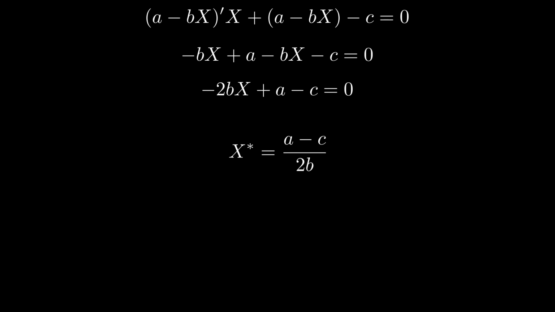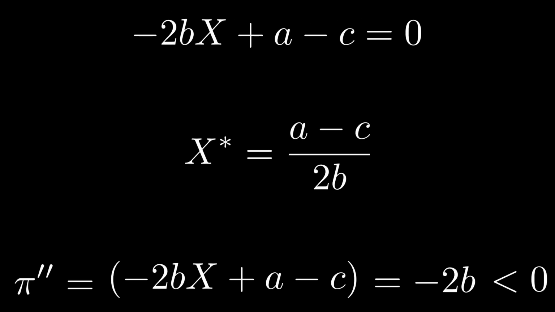Now we just have to make sure that this point is a profit maximum and not a profit minimum, and we do this by taking the second derivative of the profit function. Now we can see that the second derivative of the profit function is always negative as long as B is a positive number, and therefore we have a profit maximum.